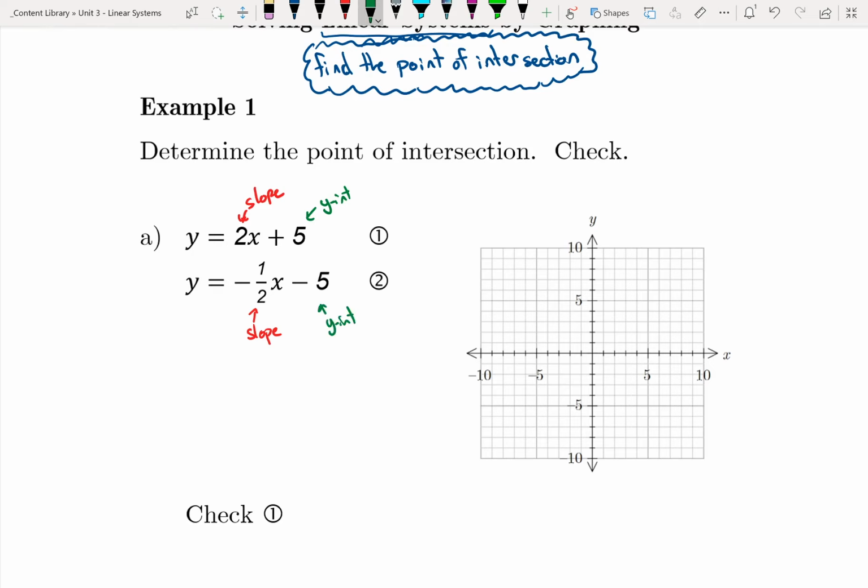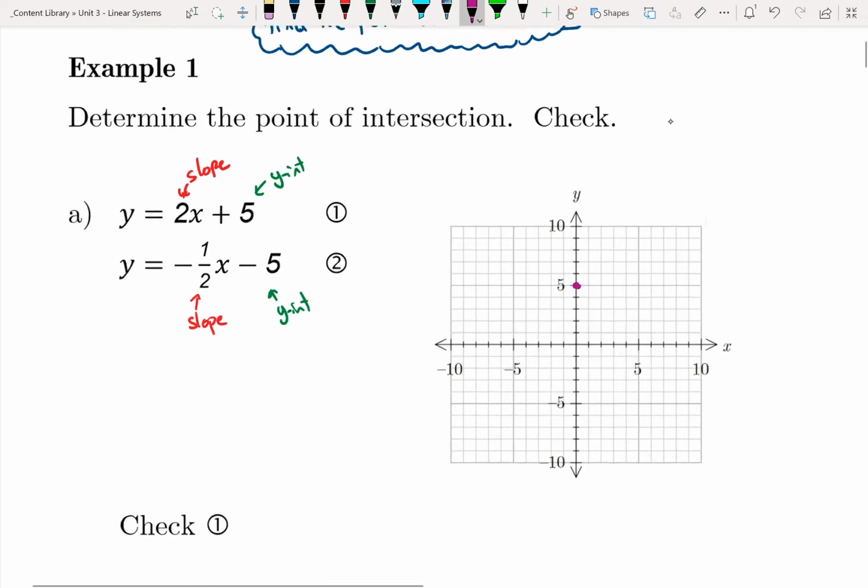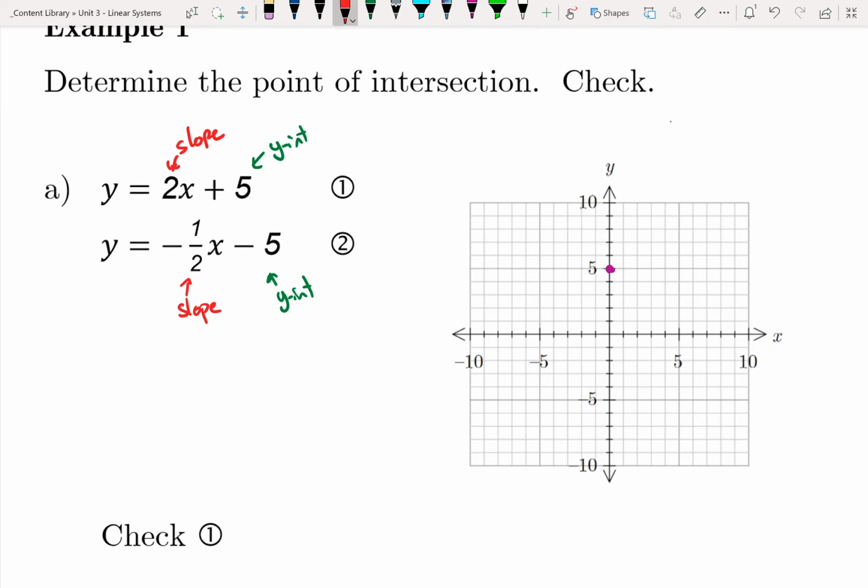The first place we want to start is by graphing the y-intercept. So I'm going to start with equation 1. The y-intercept is 5, so I start at 5 and put a point there. Next, I'm going to use my slope, which is 2, and we should remember that any whole number is a fraction over 1. So that slope, rise over run, is 2 over 1, and I use that to fill in my other points. I'm going to do a positive run of 1, then up 2, to my next point, and continue that pattern.